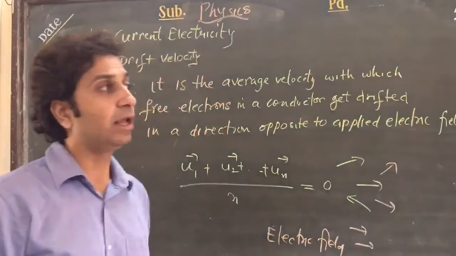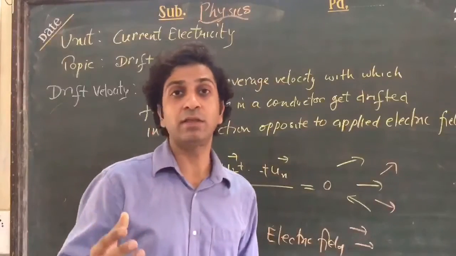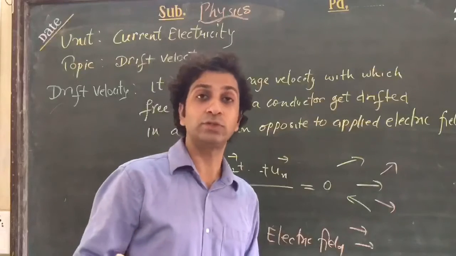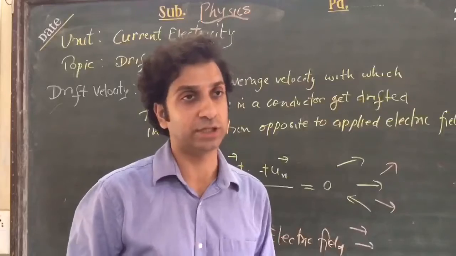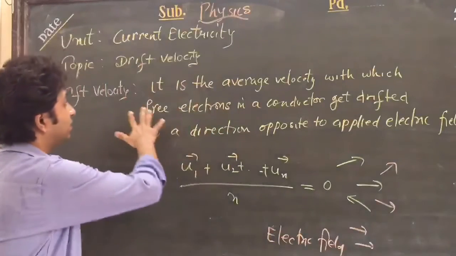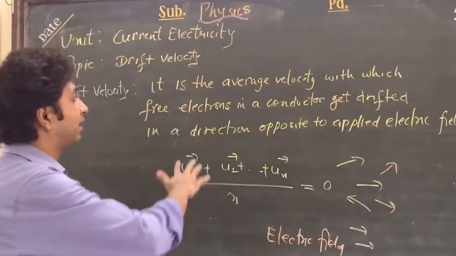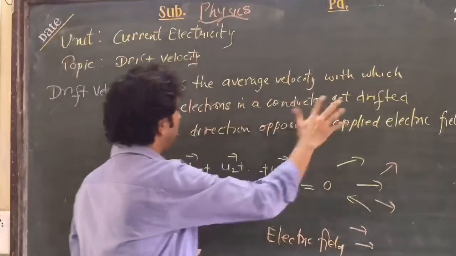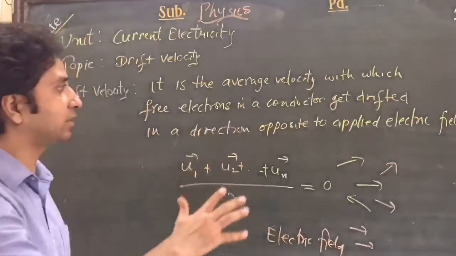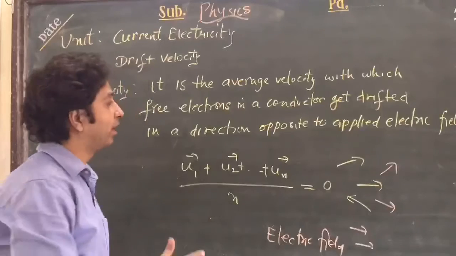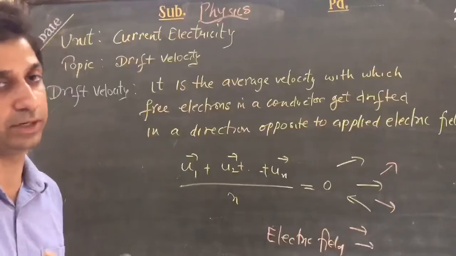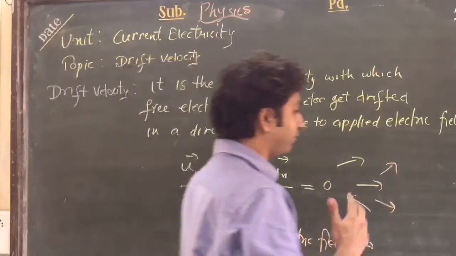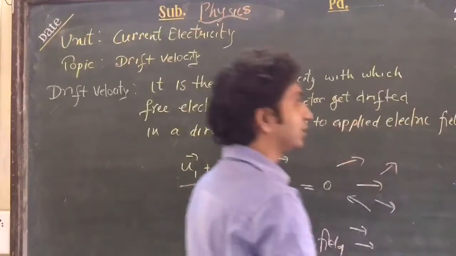Ultimately, the gain in velocity acquired by the electrons under the applied electric field is called drift velocity. So the exact definition is: it is the average velocity with which free electrons in a conductor get drifted in a direction opposite to the applied electric field.